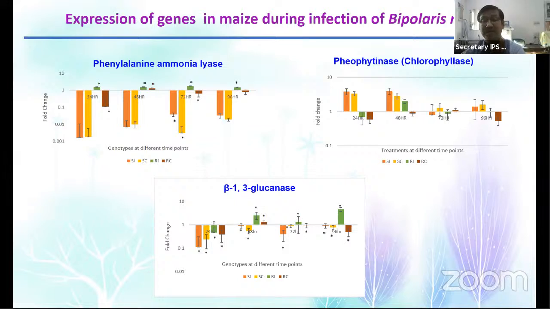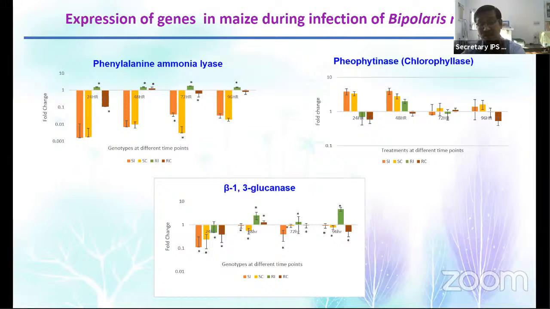Another PR protein, beta-1,3-glucanase, we also tested for its expression, and you can see here that in the highly resistant inbred SC7, at 48 hours it was increasing. Again, it decreased at 72 hours, and at 96 hours the expression was highest. So it is fluctuating, it is not stable.